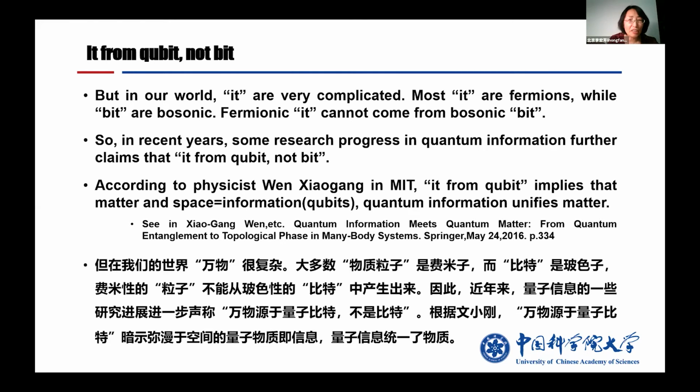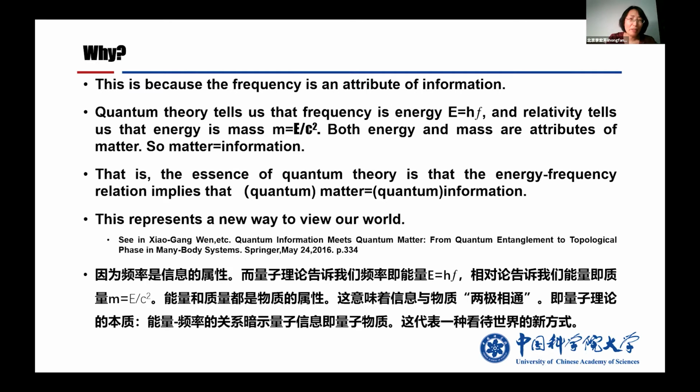So in recent years, some research progress in quantum information further claims it from qubit, not bit. According to physicist Wen Xiaogang at MIT, it from qubit implies that matter and space equal information. Quantum information unifies matter. This is because frequency is an attribute of information.